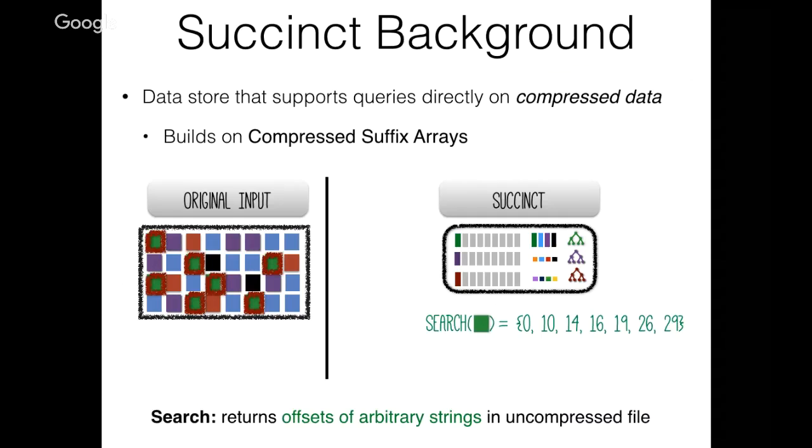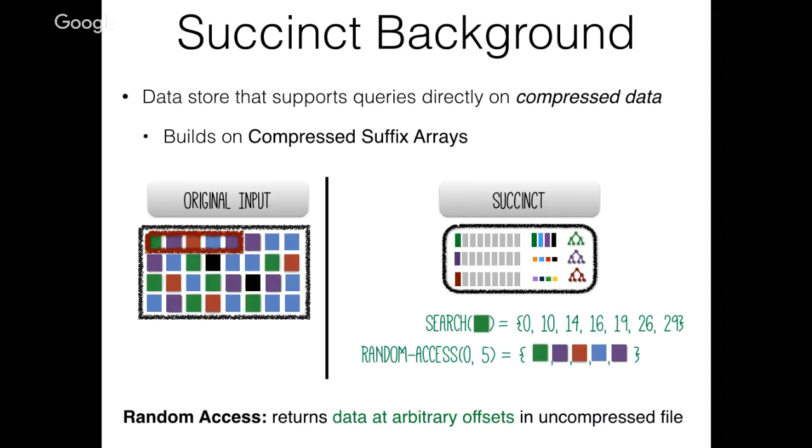The first query is a search query, which finds the locations for a particular arbitrary substring in the uncompressed file. So in this example, this search query will find the location of all the green blocks in the uncompressed file. The second operation is the random access operation, which extracts an arbitrary number of bytes from a given offset in the file. So in this example, we're extracting 5 blocks from offset 0 in the flat uncompressed file.